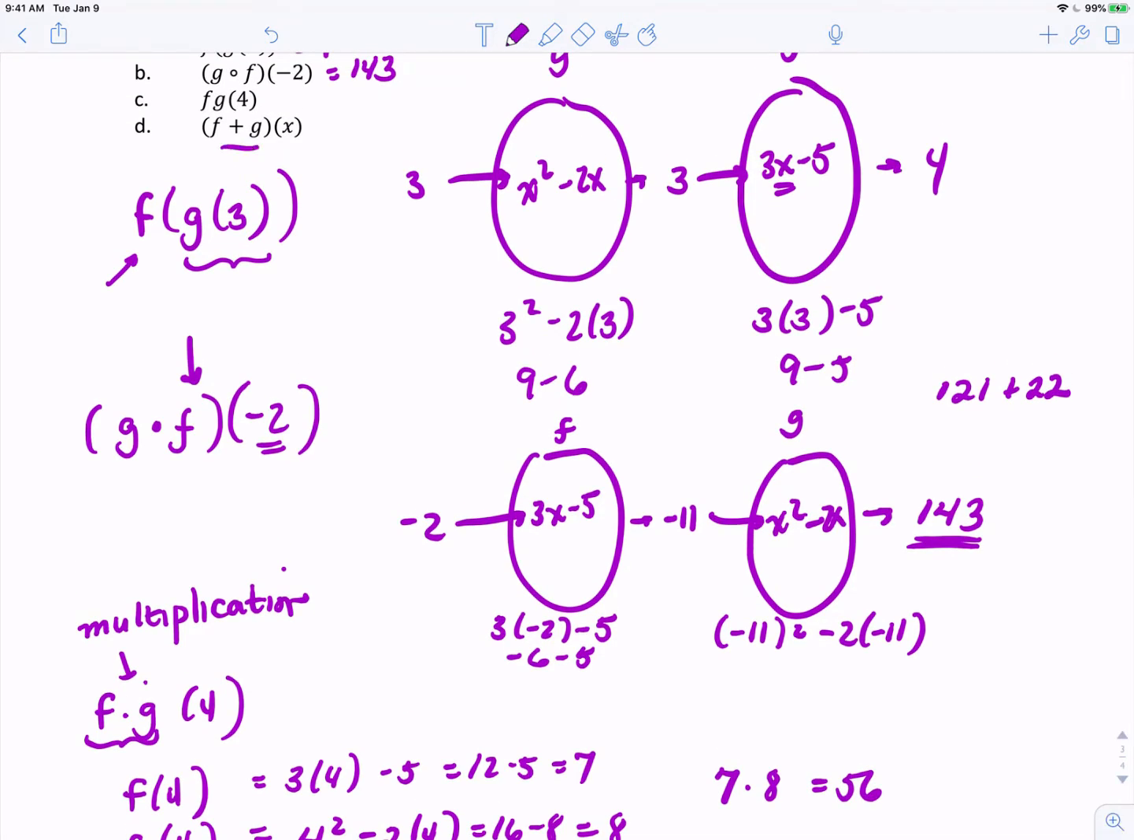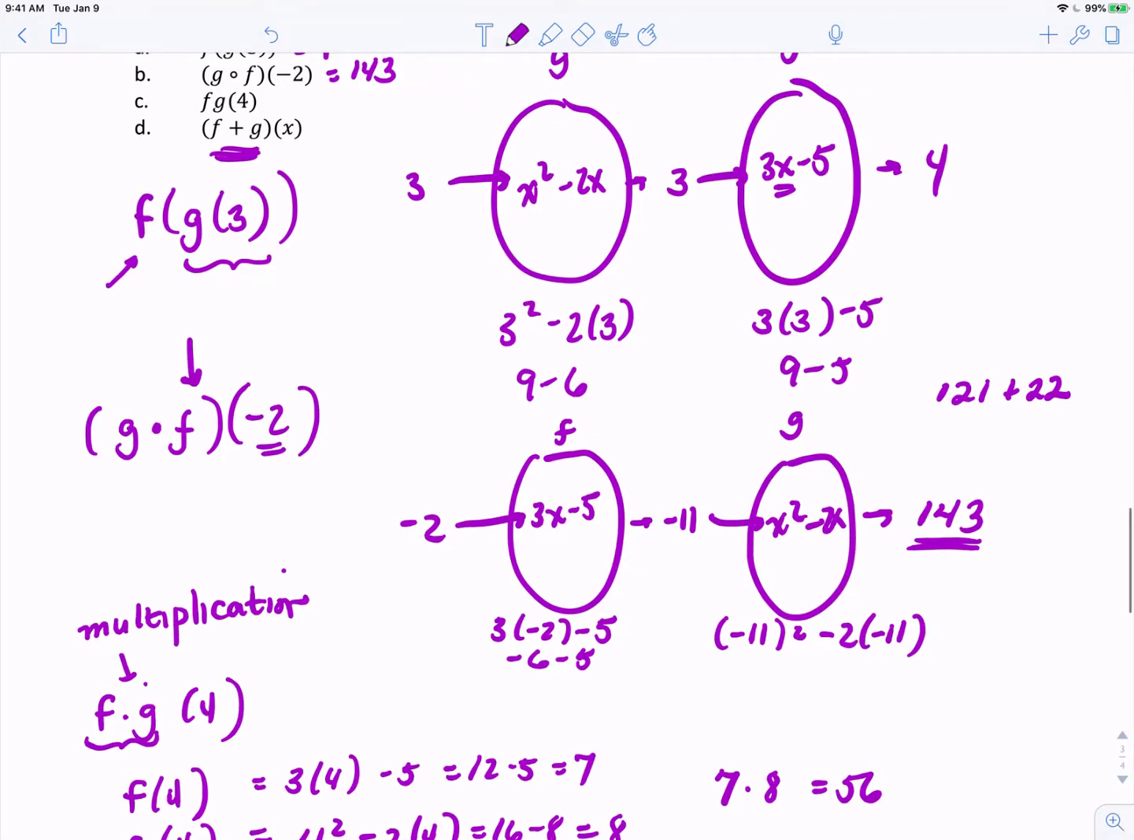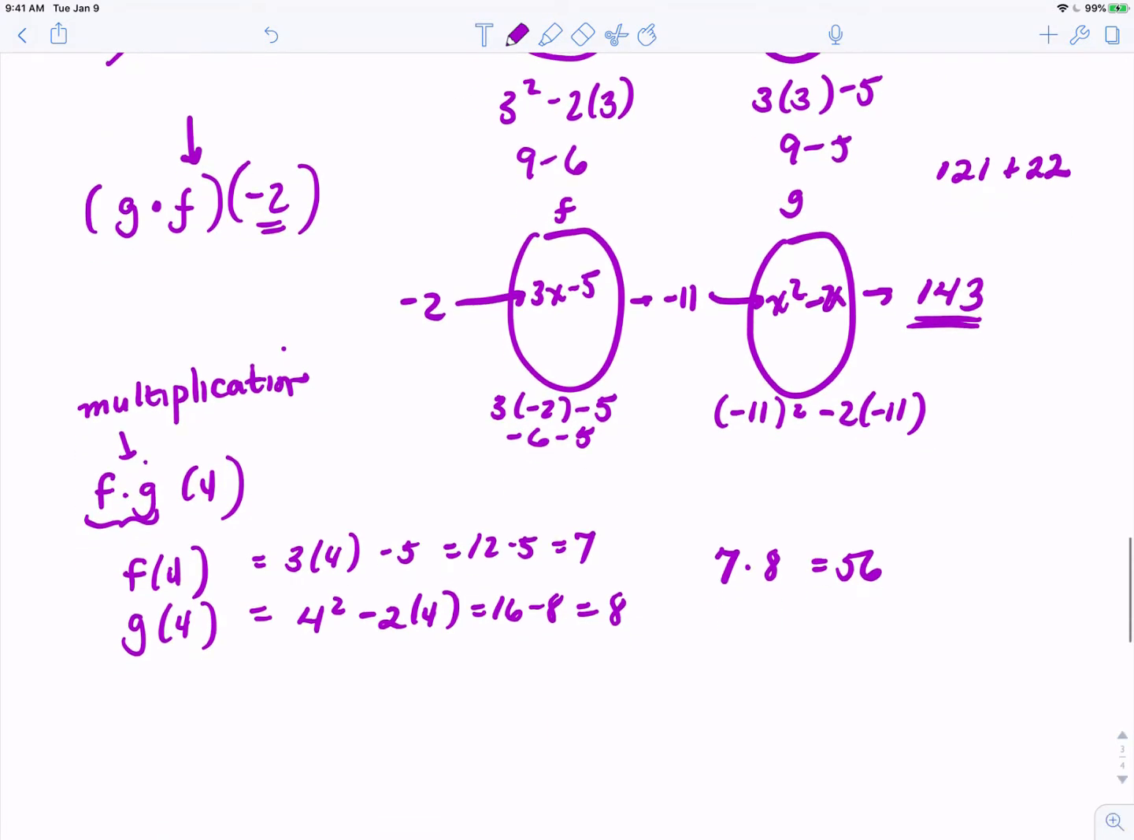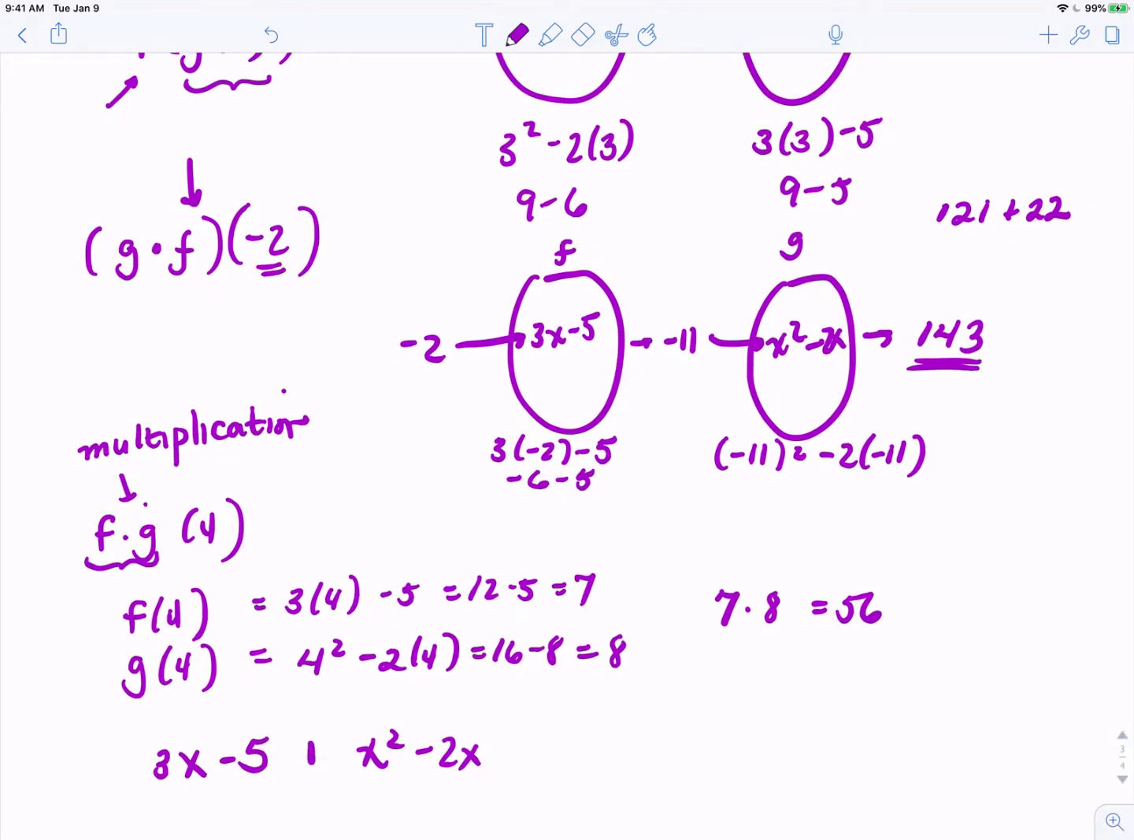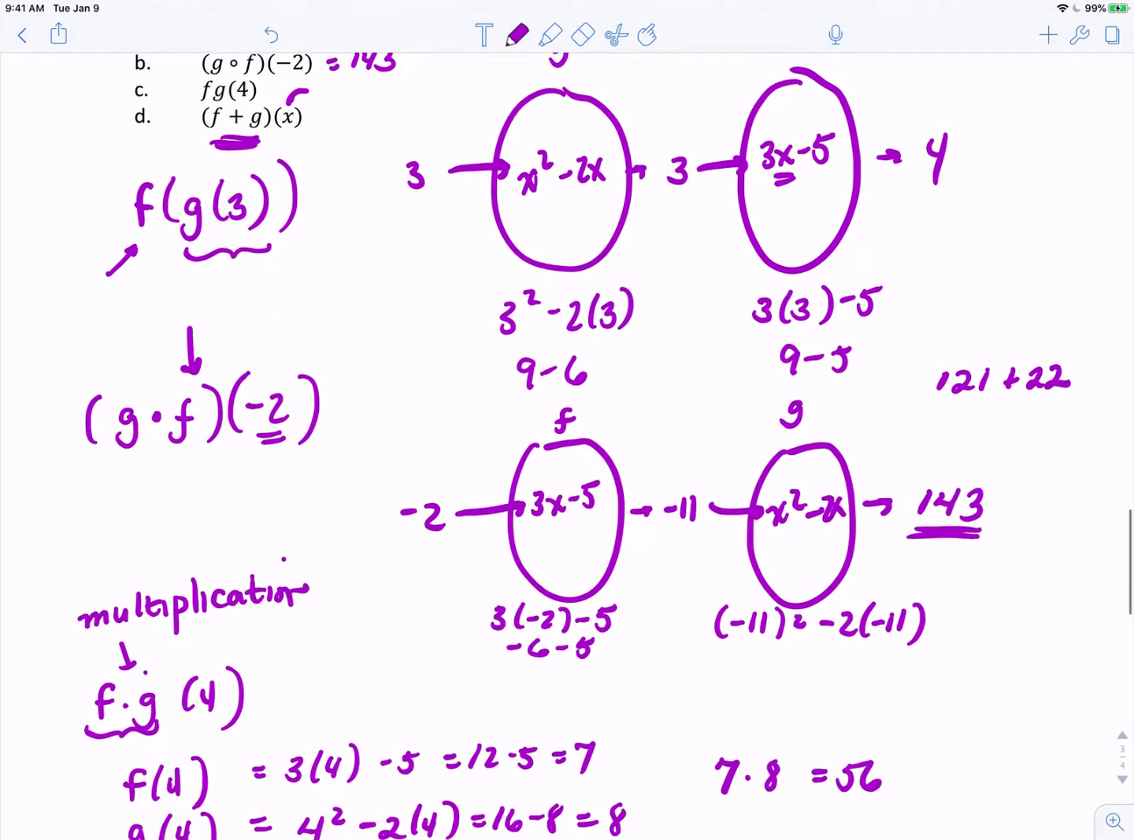In part D, we're being asked to add our answers together, and what we're doing is we're inputting x. So if you input x into f, you simply get 3x minus 5. And if you input x into g, you get x squared minus 2x. And what we're being asked to do in this problem is add these two answers together. So if we add these together and gather our similar terms, we're going to have x squared plus 1x minus 5. And so this would be our answer for part D.